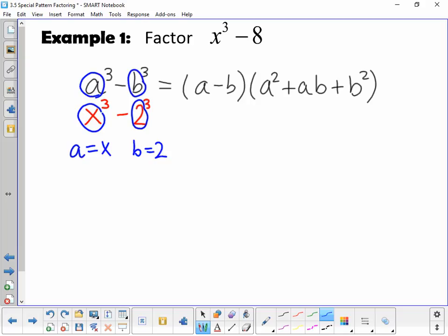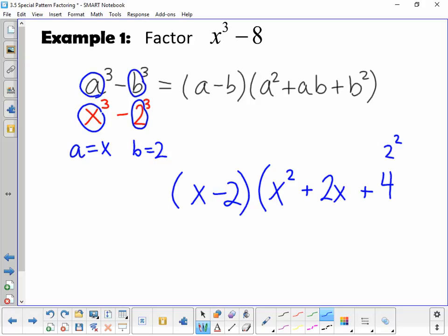So if we put that into our formula, it tells us that this factors as an x minus 2. So I put the A and B in. And now I need to square A, so that's an x squared. For the next term, I want to take the A and multiply it by B. X times 2 we normally would write as a 2x. And the last term is B raised to the second power. Well, 2 to the second power is 4. And that is our complete factorization.